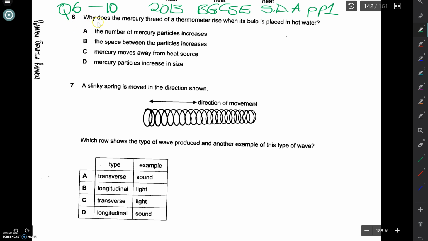Question 6 reads, why does the mercury thread of a thermometer rise when its bulb is placed in hot water? Well, the answer is B, the space between the particles increases. So that's your answer there, B.